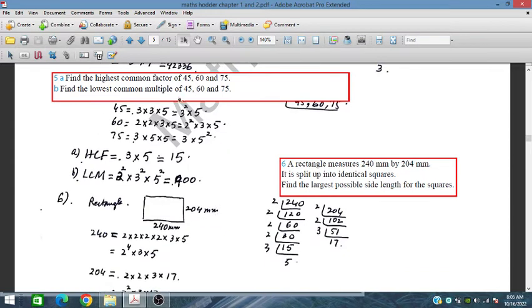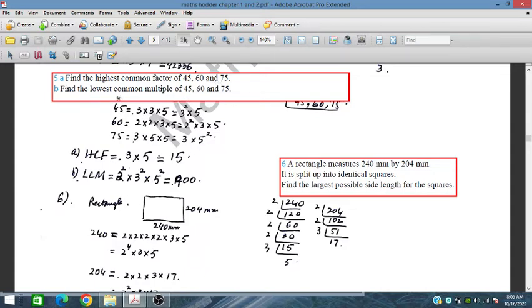Find the highest common factor for 45, 60 and 75. Then we have three numbers: 45, 60 and 75. So 3 power 2 into 5, 2 power 2 into 3 into 5, and 3 into 5 power 2. We can see that 3 exists everywhere and 5 exists everywhere. So this is 3 into 5, the highest common factor among all three numbers.